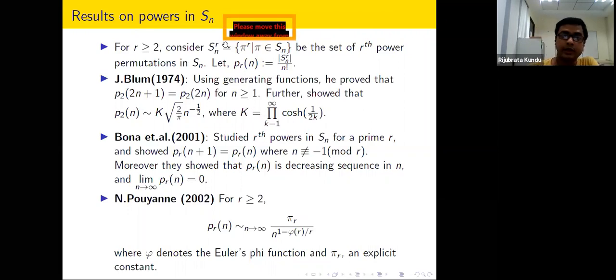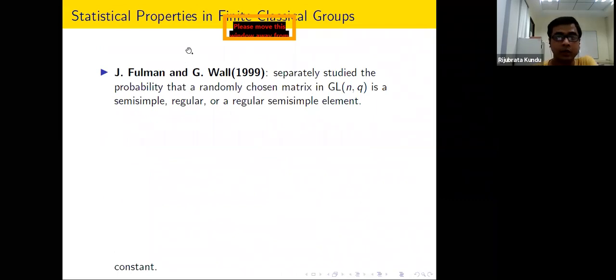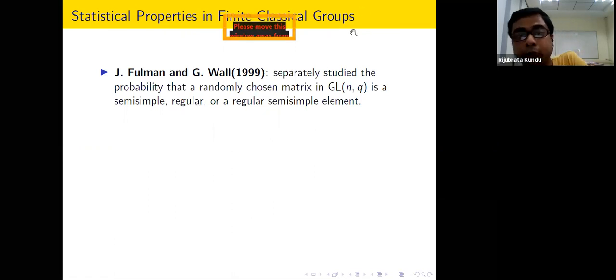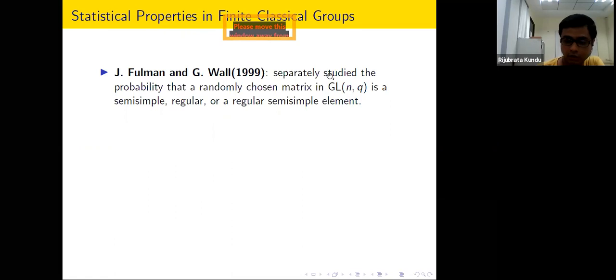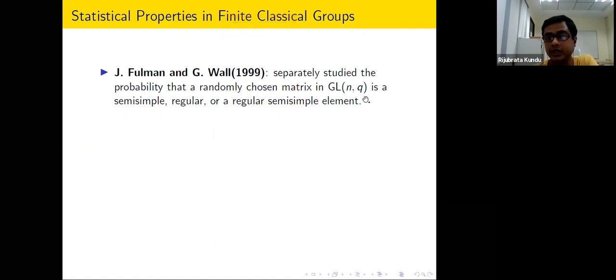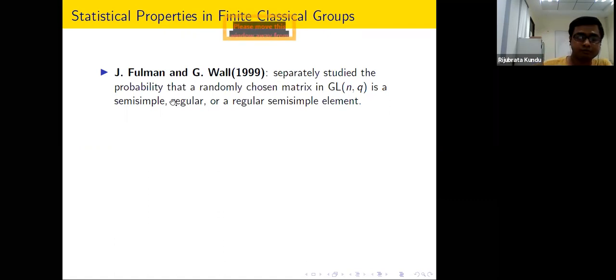Now, in the context of classical groups, Fullman and Wall studied certain statistical properties over classical groups, though not powers, obviously. So Fullman and Wall separately studied the probability that a randomly chosen matrix in GLN Q is a semisimple or a regular semisimple element. I will come back to these elements once again, but let me quickly give the definition. I will give the definition later formally.